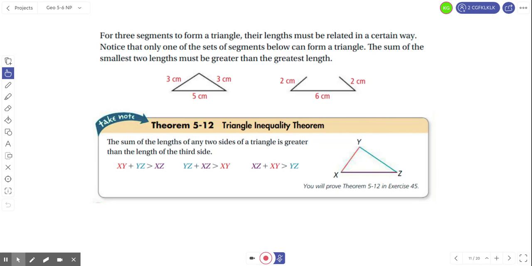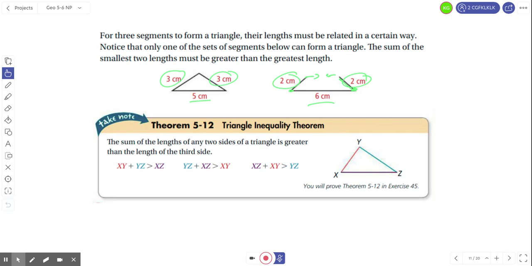Notice that only one of the sets of segments below can form a triangle. The sum of the smallest two lengths must be greater than the greatest length. So here we have 3 plus 3 is bigger than 5. That can make a triangle. Here 6 is the greatest length, and the other two sides are 2 and 2. Well, there's no way, if those were anchored at the ends of that 6 centimeter line, that they would be able to reach each other. They're not long enough, and so that cannot make a triangle.